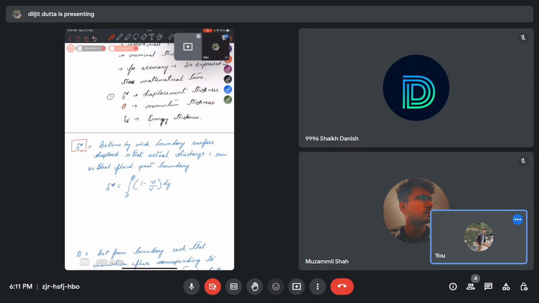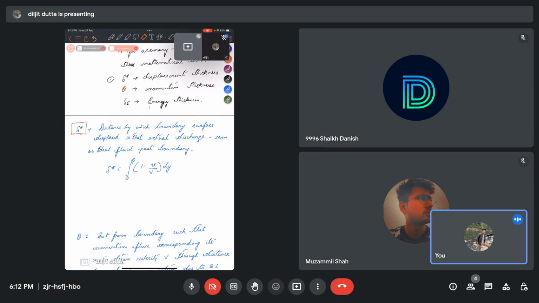So what exactly is displacement thickness? The displacement thickness is the distance by which the boundary surface is displaced, so that the actual discharge through the displaced boundary is the same as that of the ideal fluid past that boundary. So how do we define this delta star?